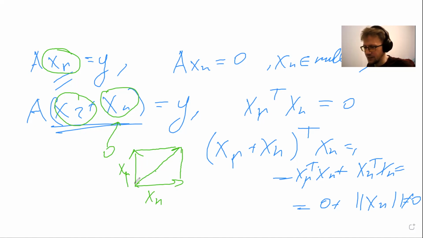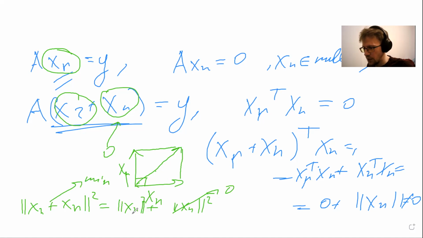You know, the length of Xn plus Xr squared is equal to Xr squared plus Xn squared, because they are orthogonal. If they weren't orthogonal, that wouldn't be the case, but they are orthogonal. So that is why this guy has to go to 0 for this to go to a minimum. And hence, this is the smallest possible element that produces y, this particular y. So that is the story.